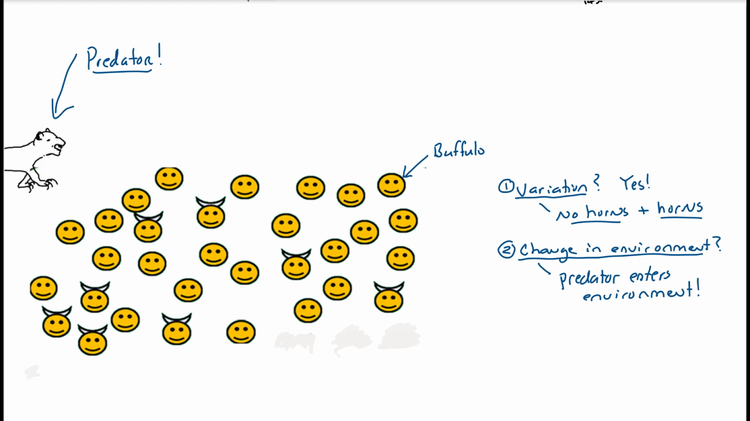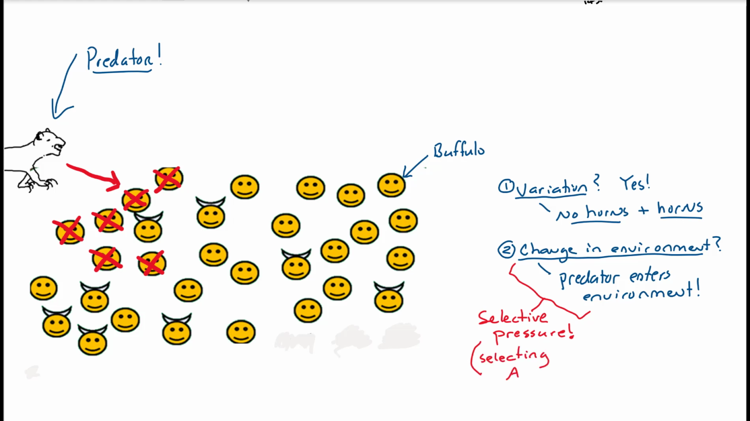So a new predator in the environment with these bulls. That predator is going to go after the easy meals. Does not want to mess with the horns. All the bulls with no horns, they die. They're selected to die by the predator. So the predator, or the change in the environment, is a selecting agent or a selective pressure, meaning the change in the environment, in this case the predator, chooses which organisms live and which die.